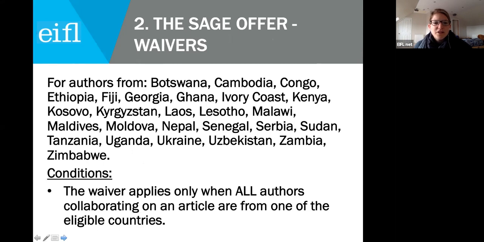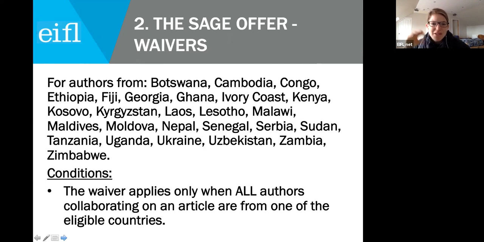So just a quick overview of the offer from Sage. You've probably seen the emails or looked at the website, but I just want to go over this again. There are two parts to it. The first part is countries that qualify for an APC waiver. This means there's no article processing charge, and this applies to authors from Botswana, Cambodia, Congo, Ethiopia, Fiji, Georgia, Ghana, and the rest of these countries. I won't read them all out.